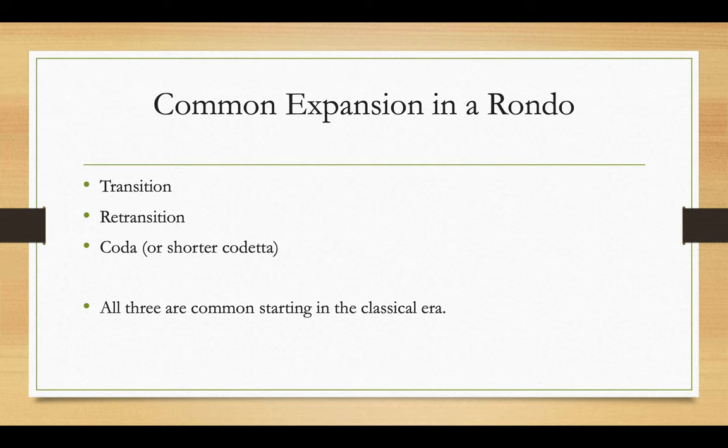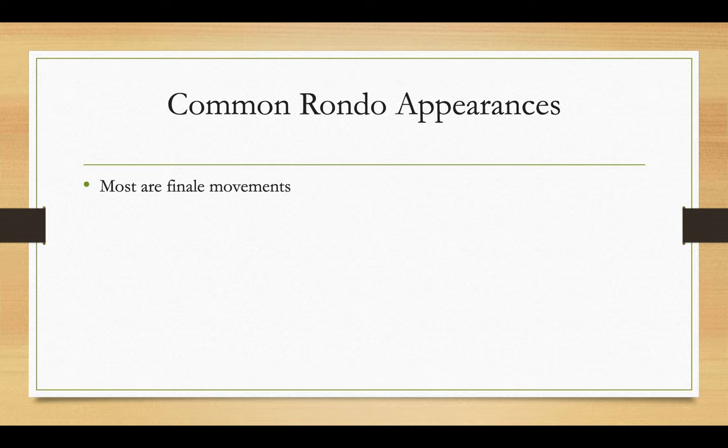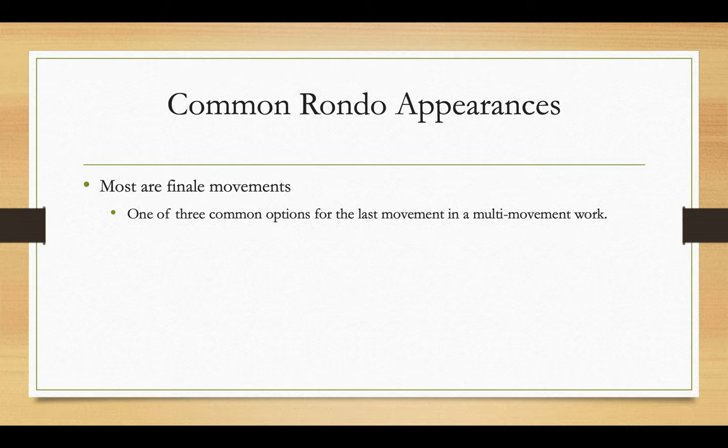So, where are you likely to find a rondo? Most rondos appear as finale movements. In fact, rondo is one of the three most common options for the last movement in a multi-movement work. So things like symphonies or sonatas or string quartets or piano trios, all those standard classical and romantic multi-movement pieces often have a rondo as the last movement. The other two options that are very common for last movements, if you're curious, are sonata form and sonata rondo form. When talking about concertos in particular, the finale of a concerto is almost always a rondo. It is considered default, and if you go listen to some of the repertoire at all, you'll see that this is the case.